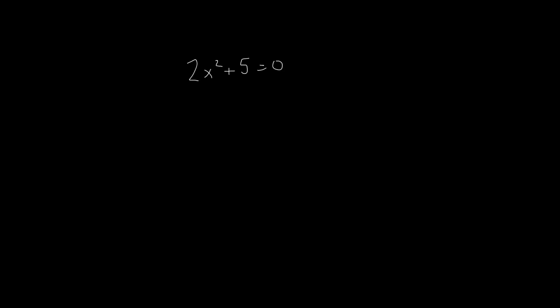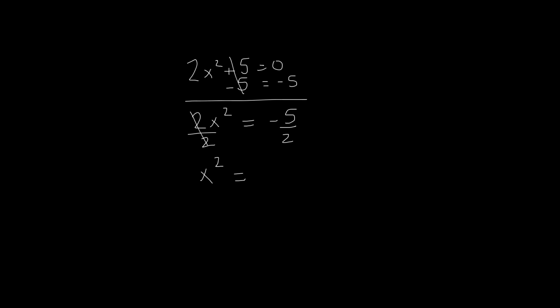We're going to use the even root property to solve this equation. So I'm going to subtract 5 from both sides, and I have 2x squared equals negative 5. I'm going to divide 2 on both sides, and I have x squared equals negative 5 over 2. And then I'm going to take the square root of both sides. I'll show my work here in pink.